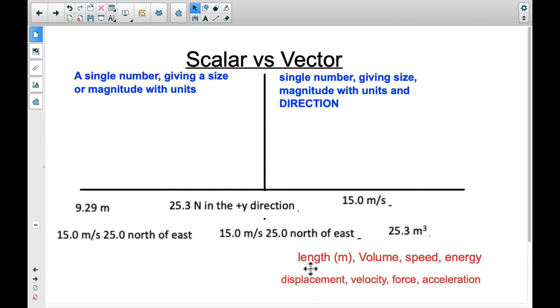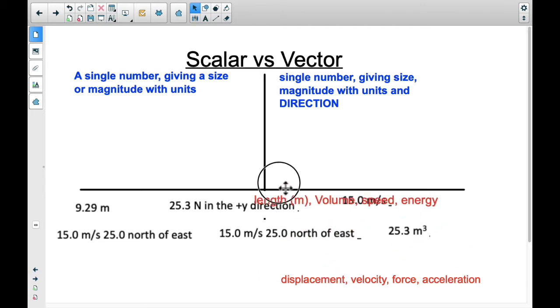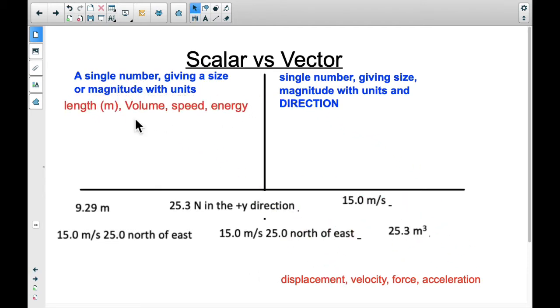Let's look at these two down here in red. One of these sets is scalars, one of these sets is vectors. These are all scalars. Length, like I said, 10 meters. Volume, 40 cubic feet. Speed, miles per hour. Energy, we'll talk about energy, but joules is a unit of energy. There's no direction with any of those, right? Like a volume is just a cube sitting there. There's not really direction to it. Energy also, it's like a bundle of energy, but it's not going anywhere.